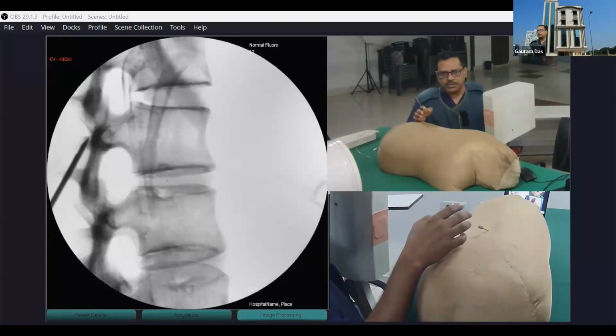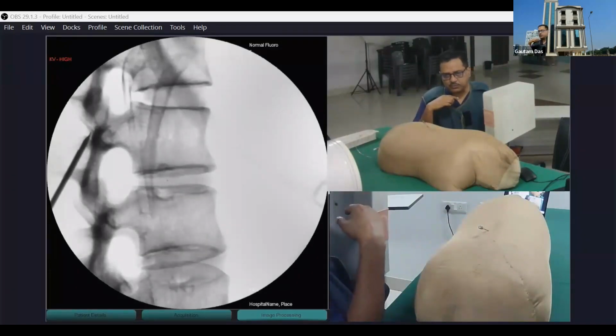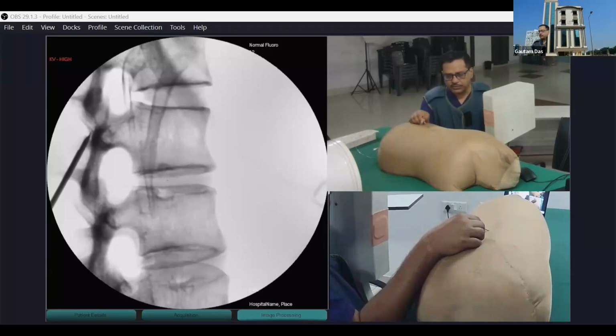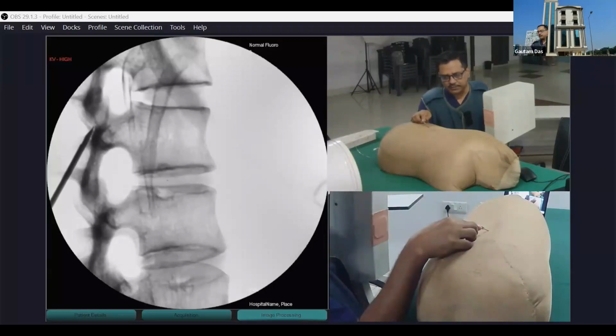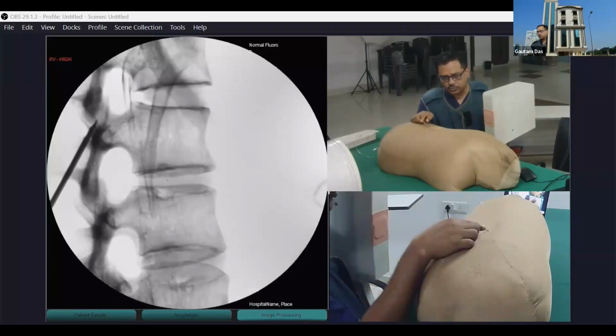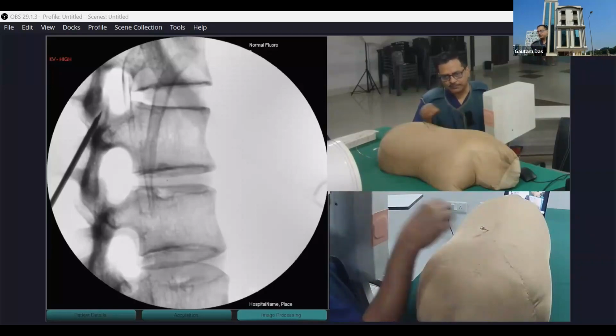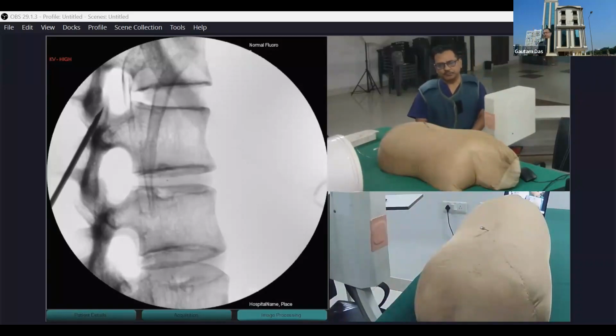Okay, so you see, I'm touching the lamina there, the upper edge of the lamina. And now at this point, I'll be advancing the needle very slowly and doing the LOR. So once I have entered into the epidural space, here I cannot show you the LOR, and at this point again we check by the AP view.